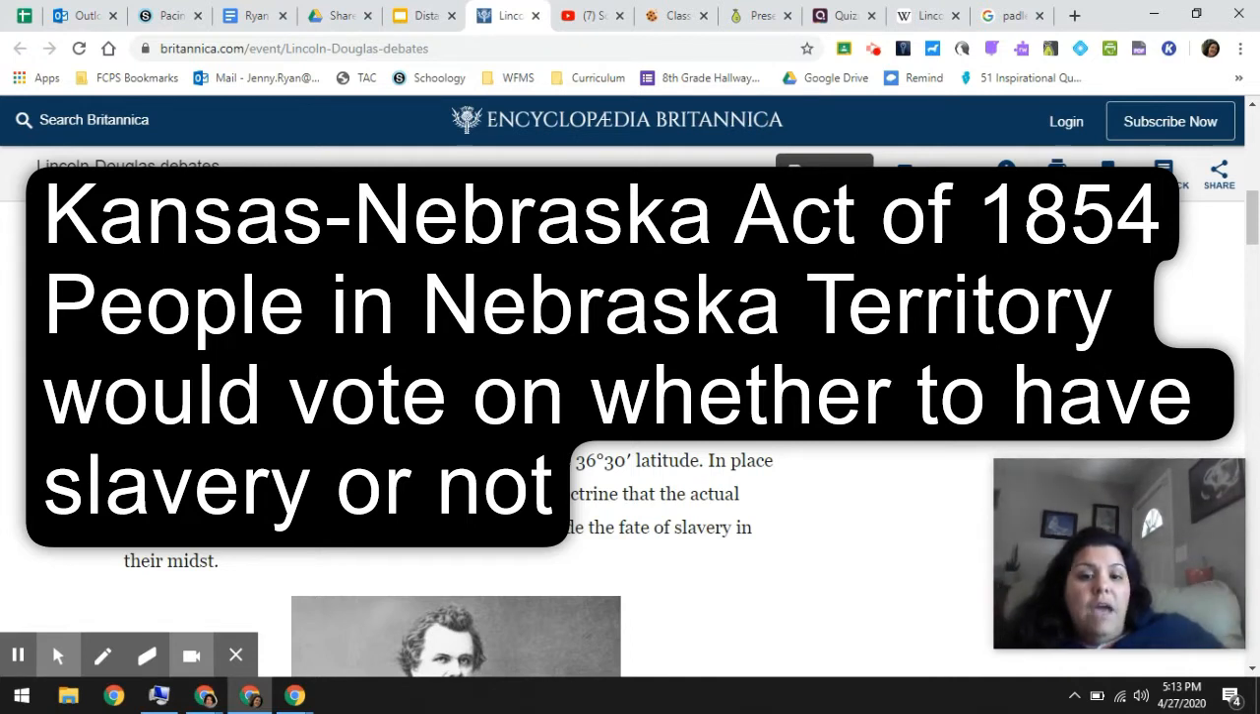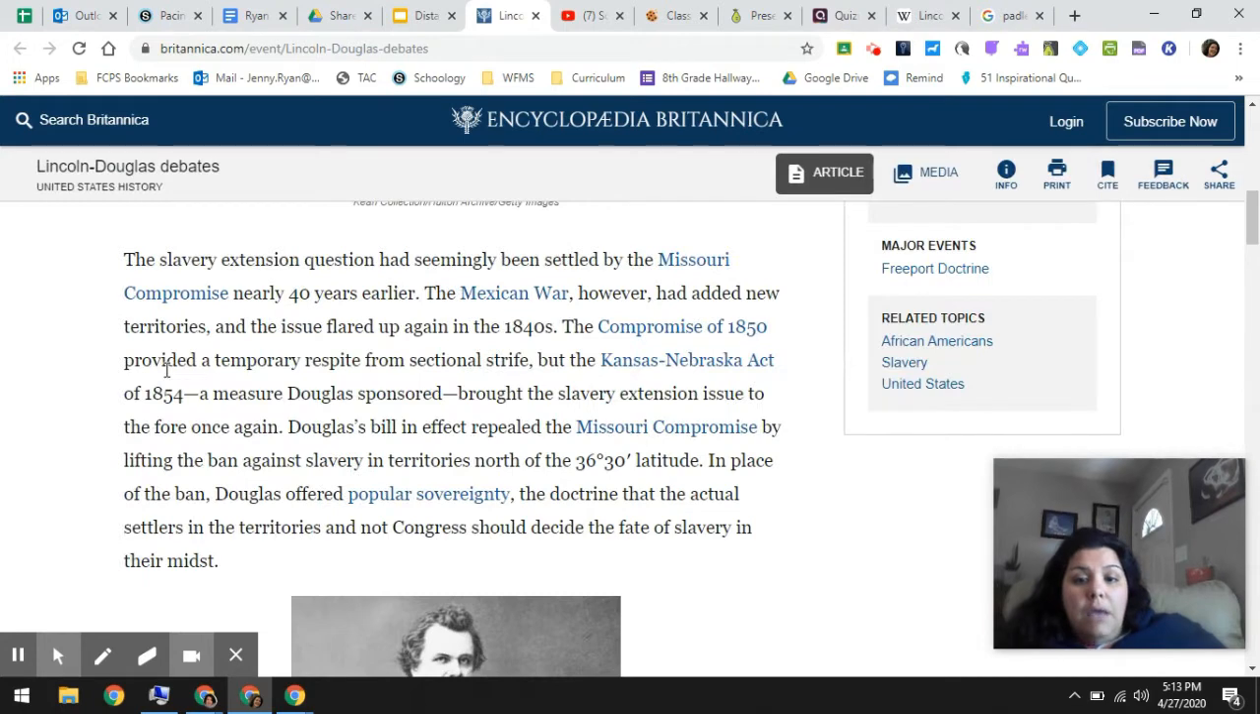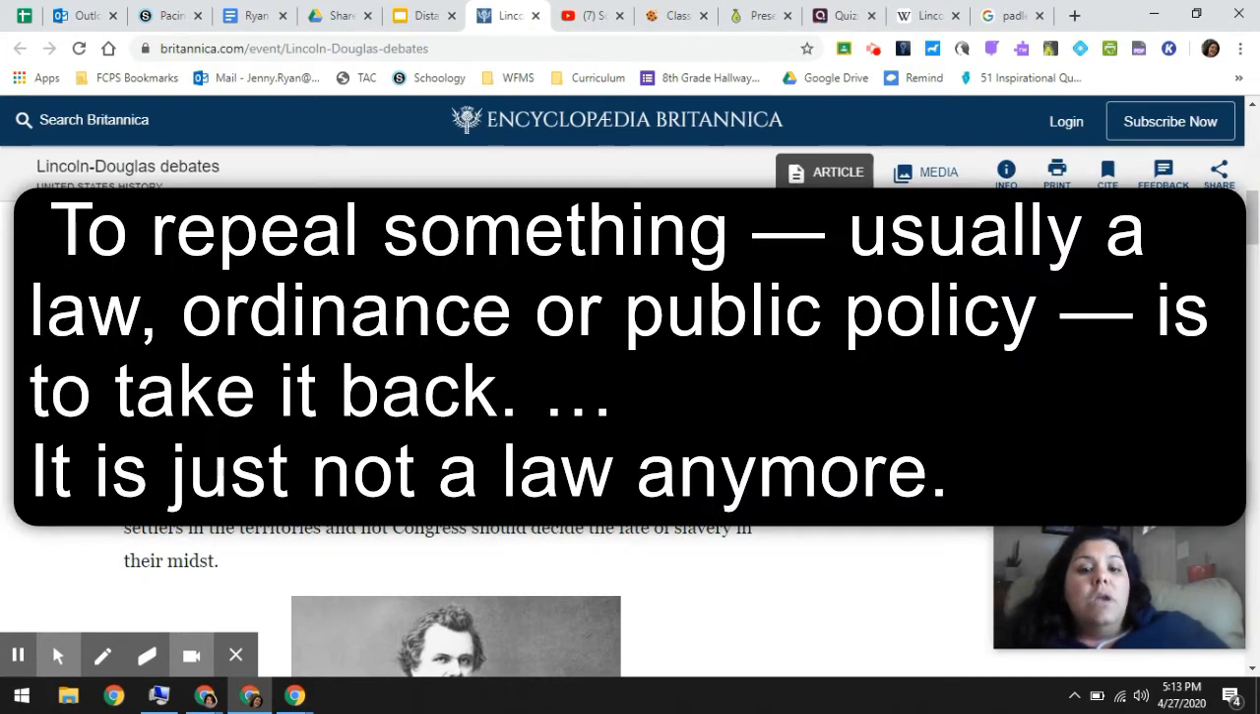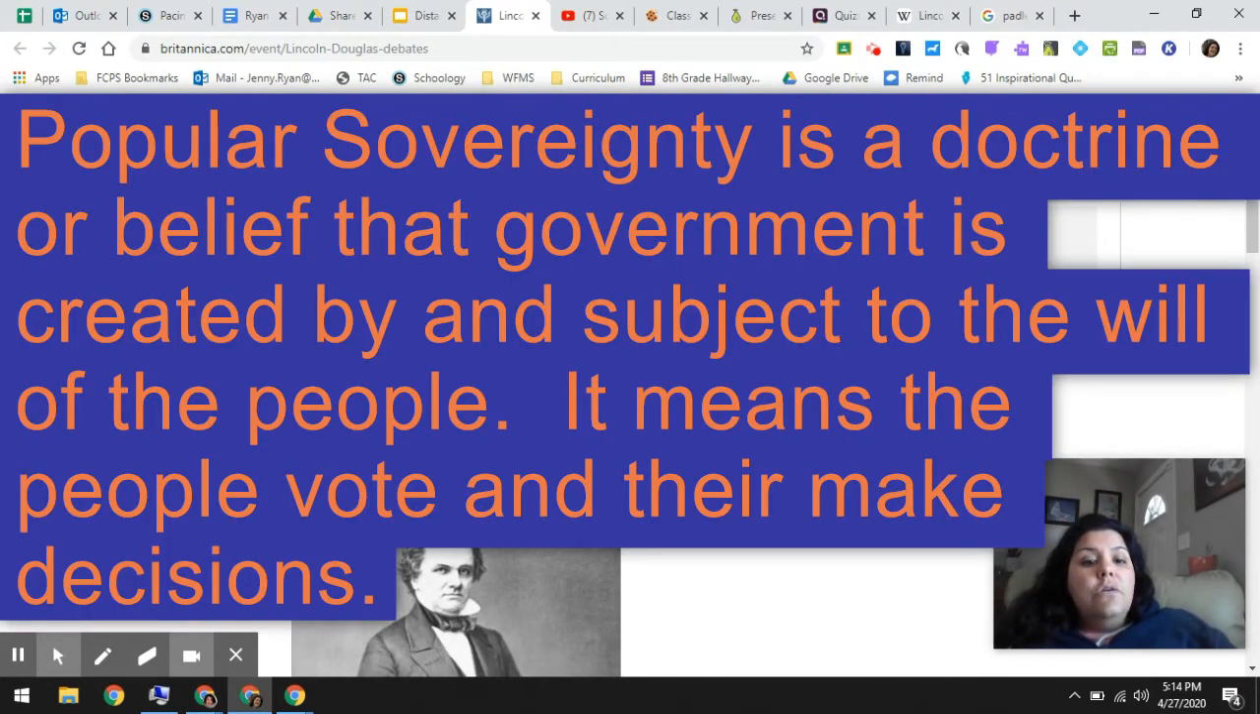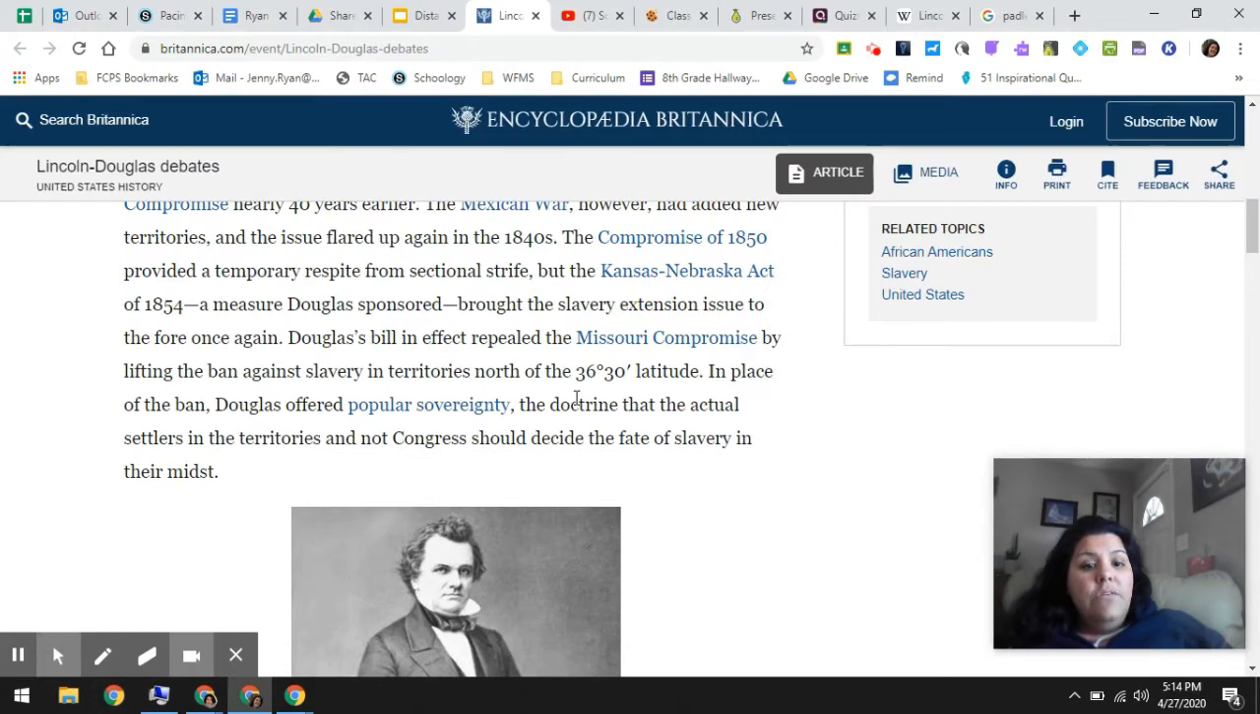Douglas's bill, in effect, repealed the Missouri Compromise by lifting the ban against slavery in territories north of the 36°30′ latitude. So, in place of the ban, Douglas offered popular sovereignty, the doctrine that the actual settlers in the territories and not Congress should decide the fate of slavery in their midst. So the original compromise, the Missouri Compromise, stated that they couldn't have slavery above or north of this line on the map.